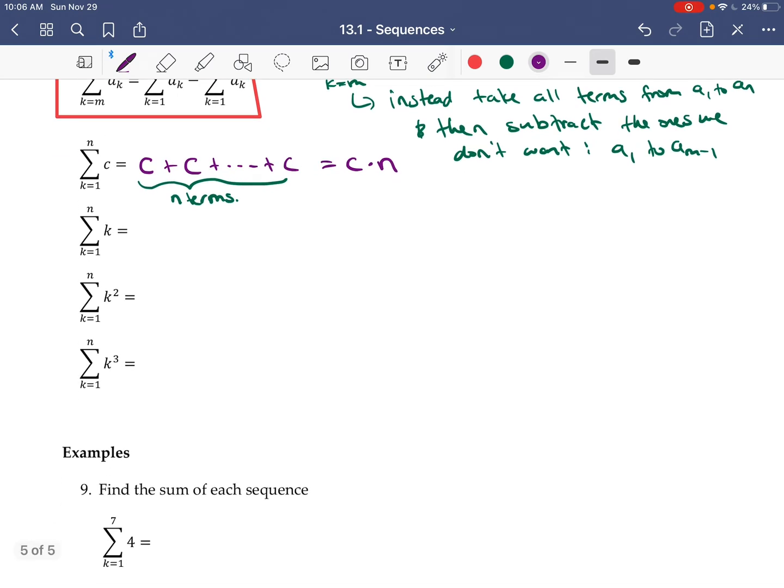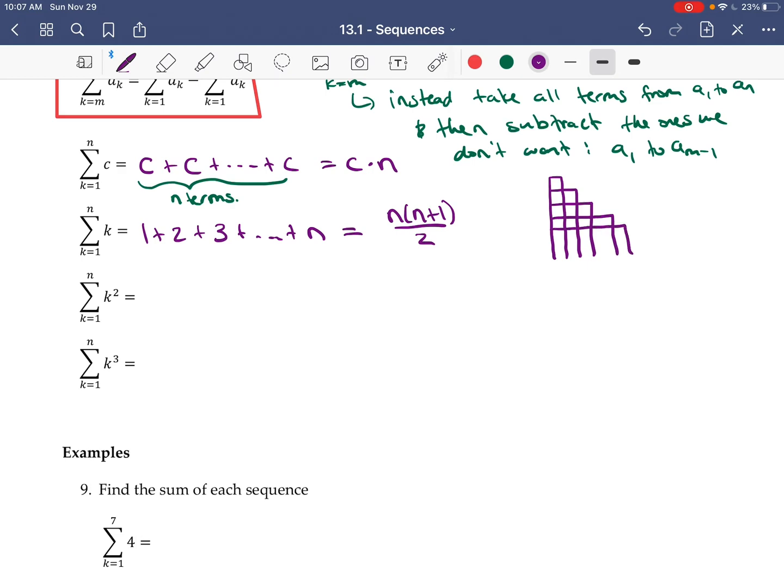Now if you want to do the sum from 1 to n of k, so you're doing 1 plus 2 plus 3 all the way up to n, there's a formula for this. It's n times (n plus 1) all over 2. I'll try to explain this one. You could think about it as adding up some boxes. So let's say this is what we want to add up. This is 1, 2, 3, 4, 5, 6, 7 boxes.